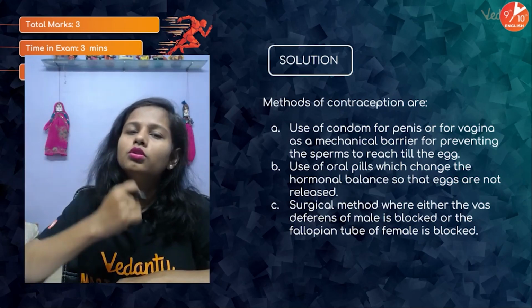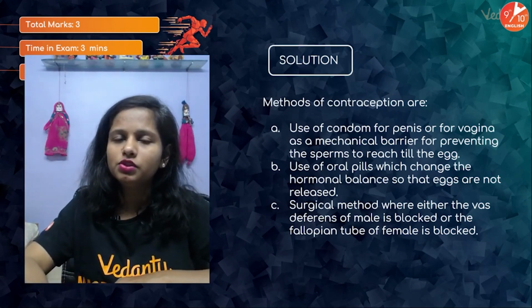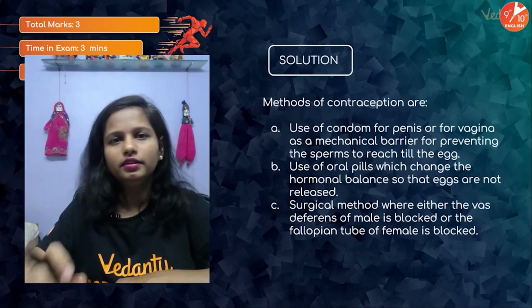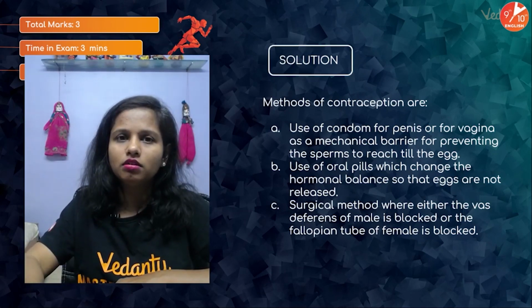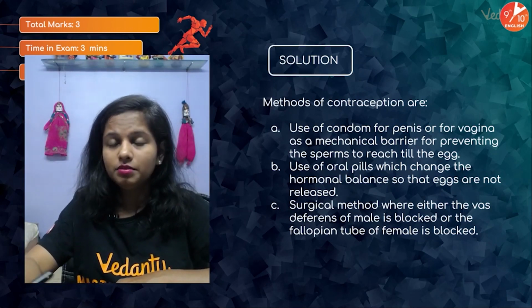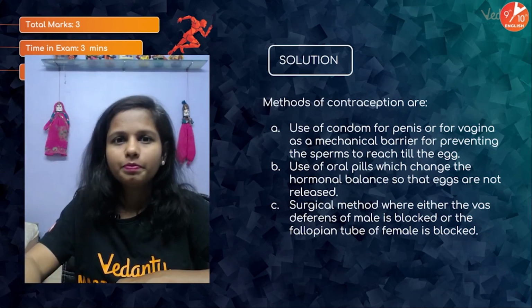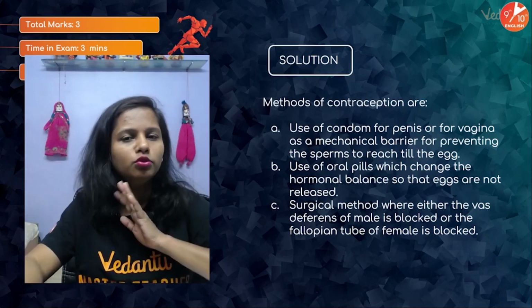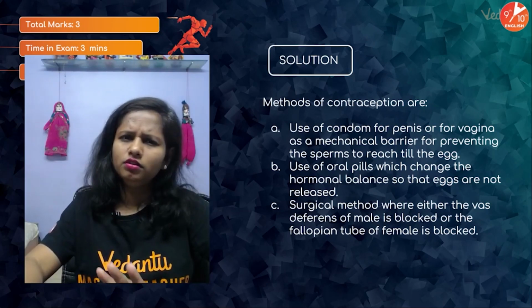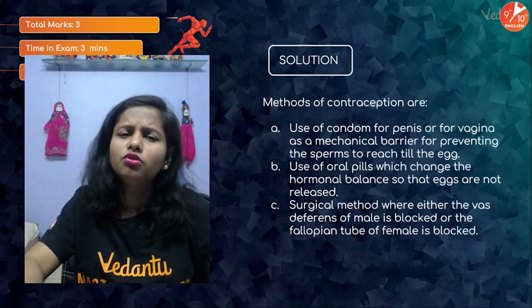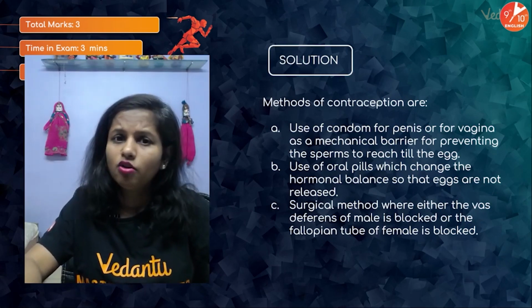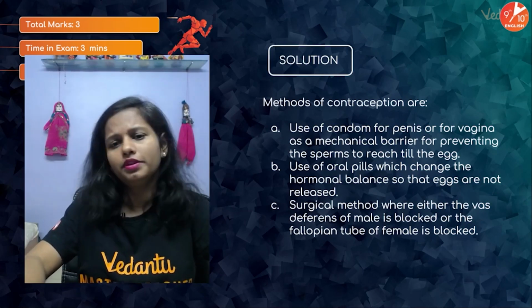Then the oral contraceptive pills, which are chemical pills that prevent ovulation and thereby pregnancy. Then surgical method: in males it is vasectomy, and in females it is tubectomy, right? So you may write down whichever way you want. Or even you can mention IUDs, intrauterine contraceptive devices, like copper T, copper loop. You can mention that.